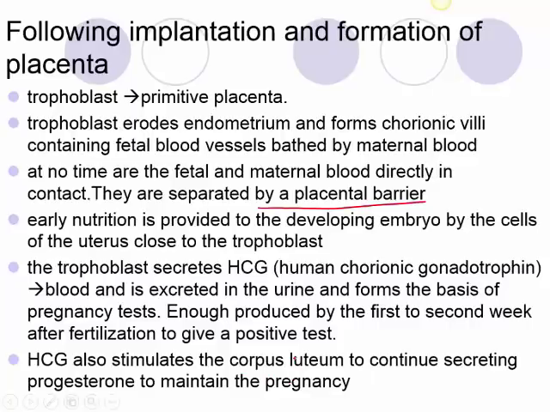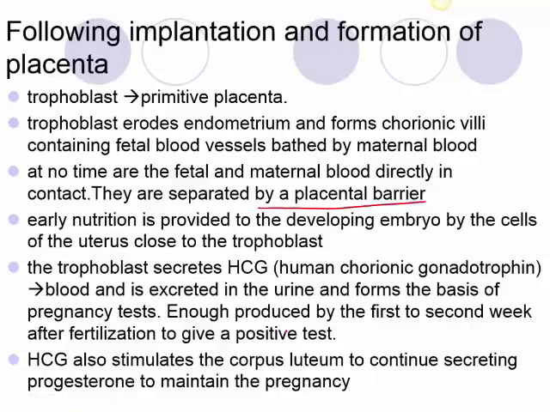So after 3 months, you can remove the corpus luteum from the ovary and nothing would happen. But during the initial first 2-3 months, it's very important for that corpus luteum to continue to secrete progesterone to actually maintain pregnancy. What happens to the corpus luteum?